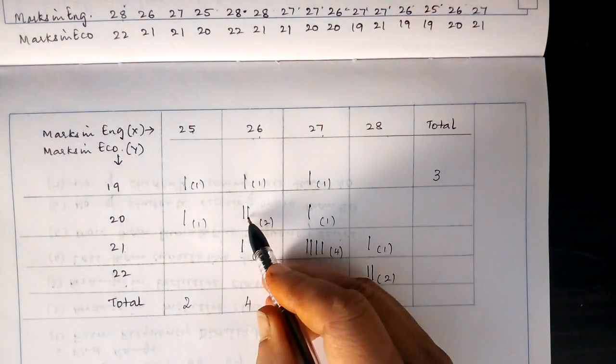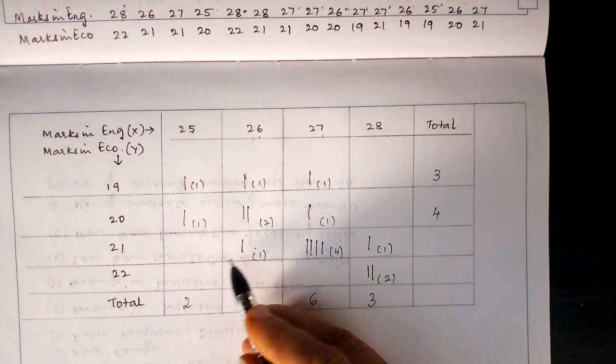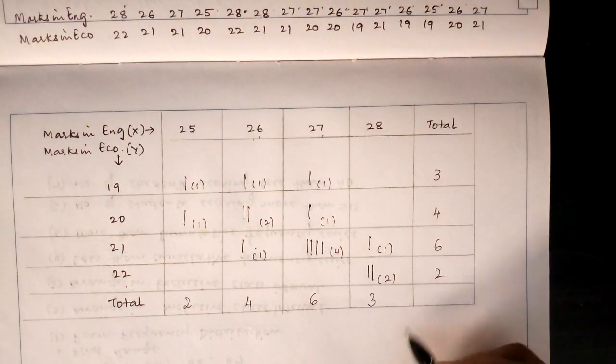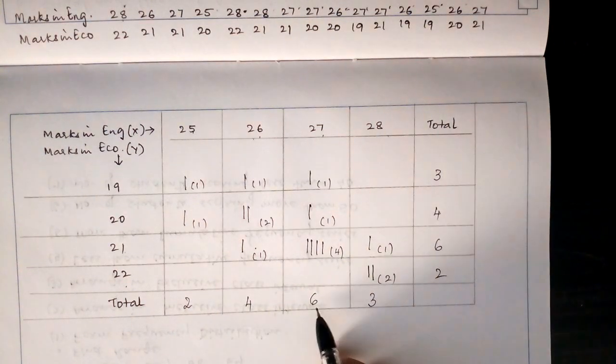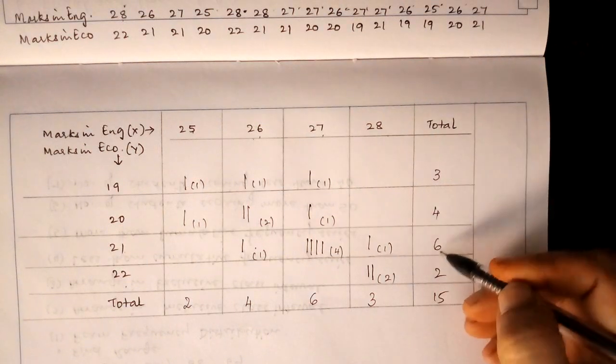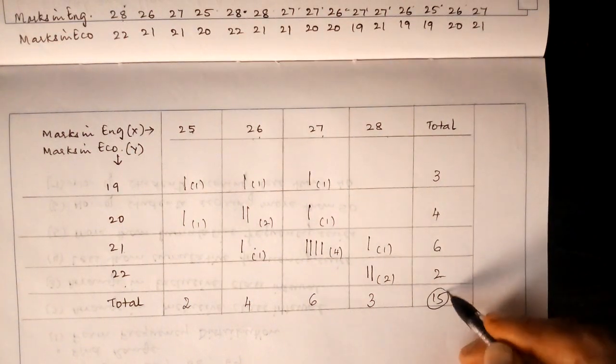1 plus 2, 3 plus 1, 4. Here we have 5 plus 1, 6 and here 2. Let's add them up. 2 plus 4, 6, 12, 15. Here 7, 13, 15. So 15 is the total.